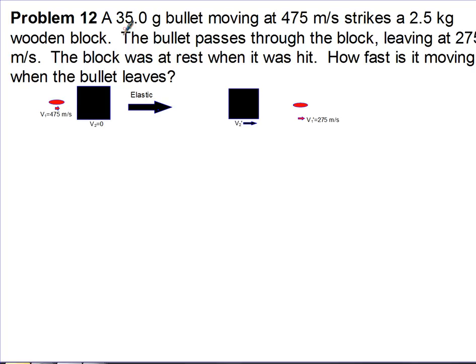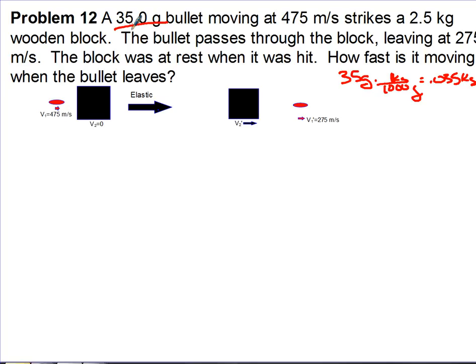Suppose I have a 35-gram bullet. I'm going to stop right there because I want to convert this, since I know I'm going to need to convert it to kilograms. 35 grams times 1 kilogram per 1,000 grams. So this is 0.035 kilograms.